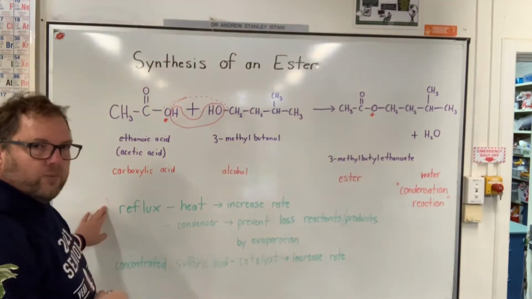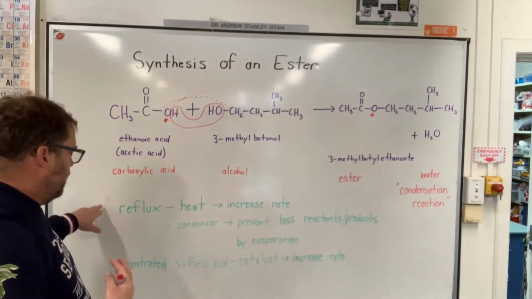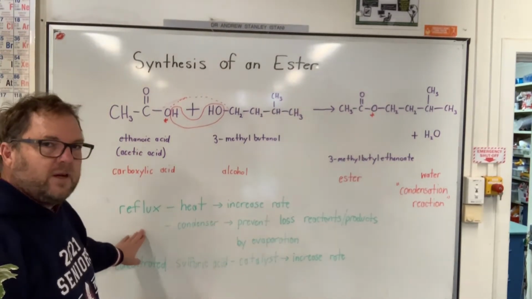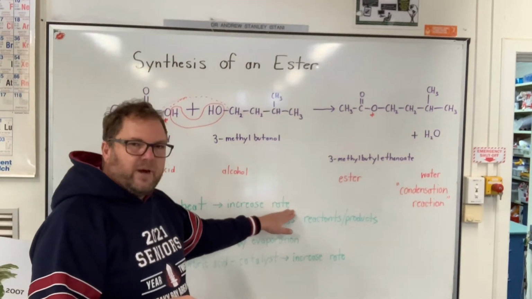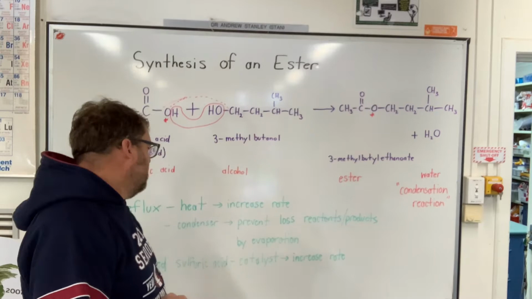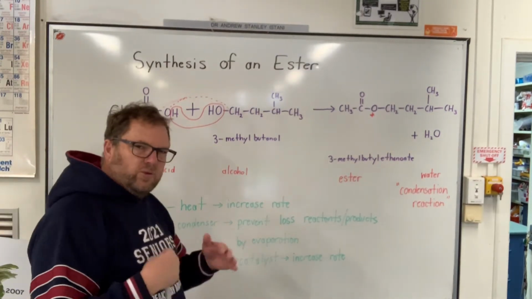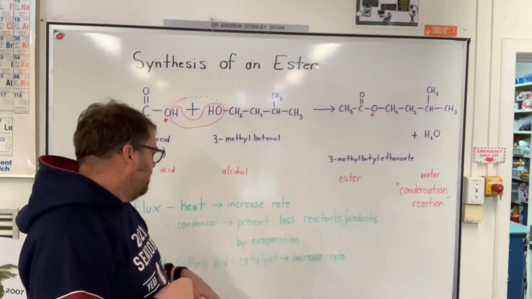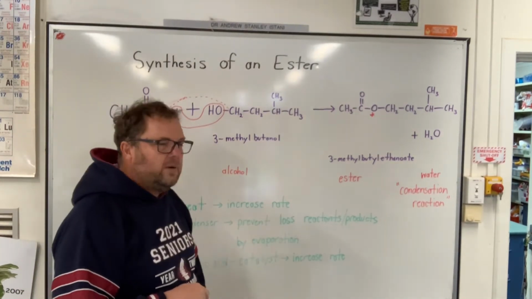We do this under reflux. I'm going to show you what reflux is when we go through this and how it works. The reason we use reflux is A, it provides heat. Heat will help increase the rate of the reaction. This is quite a slow reaction. We will also use a condenser. The condenser, and you'll see what that does when I do the prac, will prevent the loss of reactants and products by evaporation.